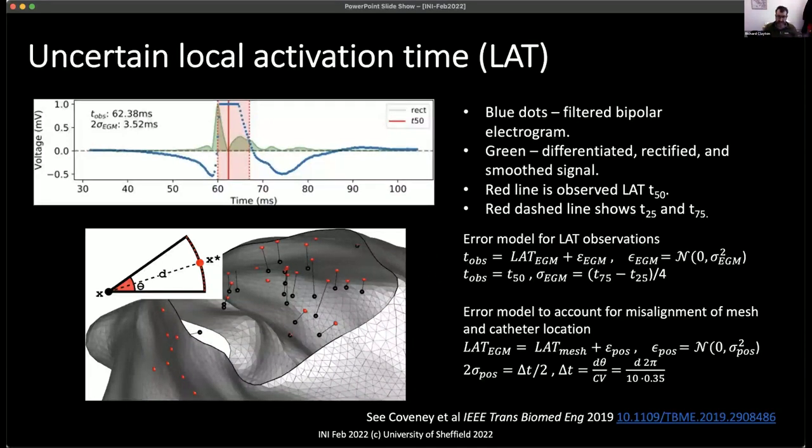And there's a couple of components to the uncertainty here. So first of all, there's the error in estimating the true activation time from the measurement. And then there's uncertainties that are to do with the registration or alignment of the mesh we're using to interpolate our measurements and the actual catheter location. So there's a little bit of detail here about the different error models that we've used, but much more detail in the paper, which is referenced on this slide.